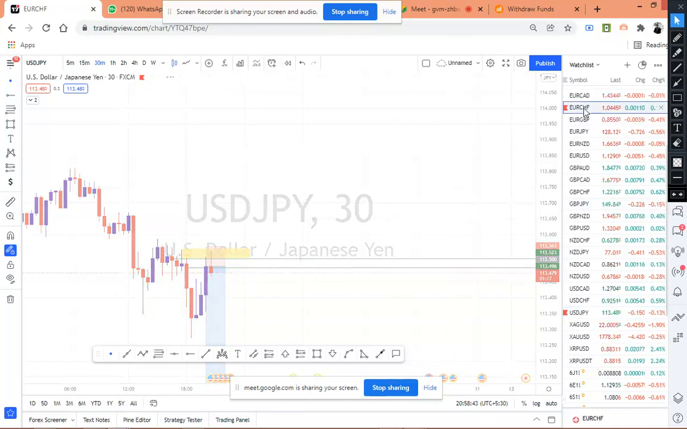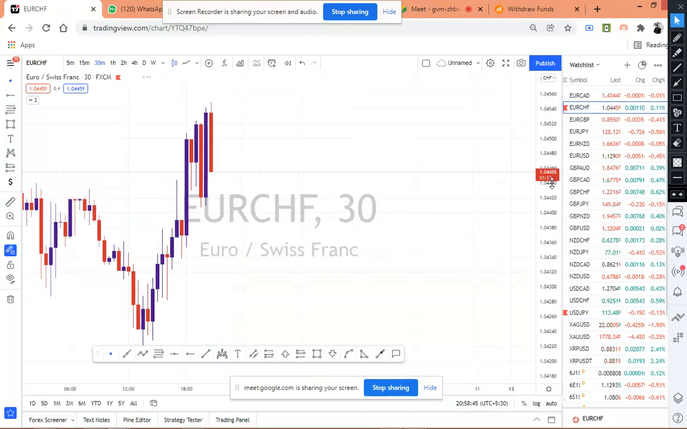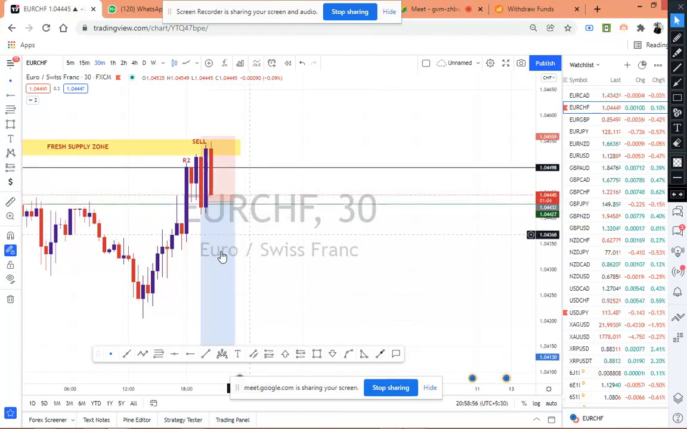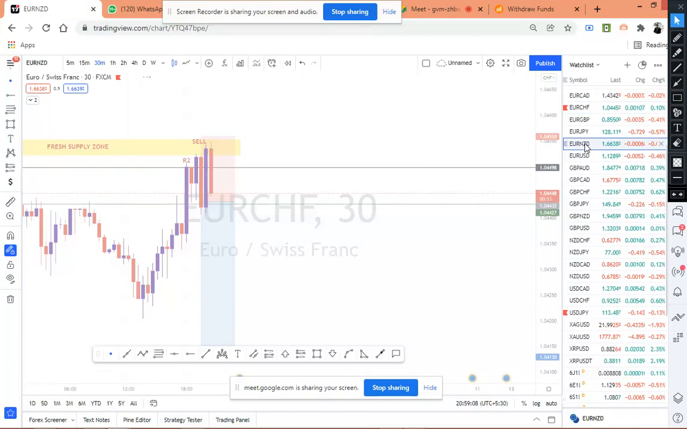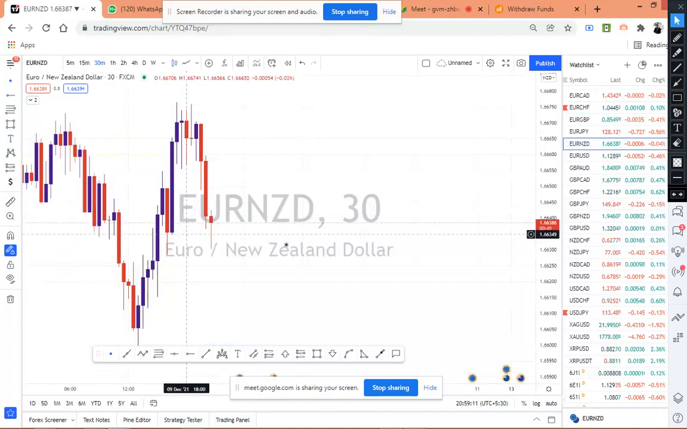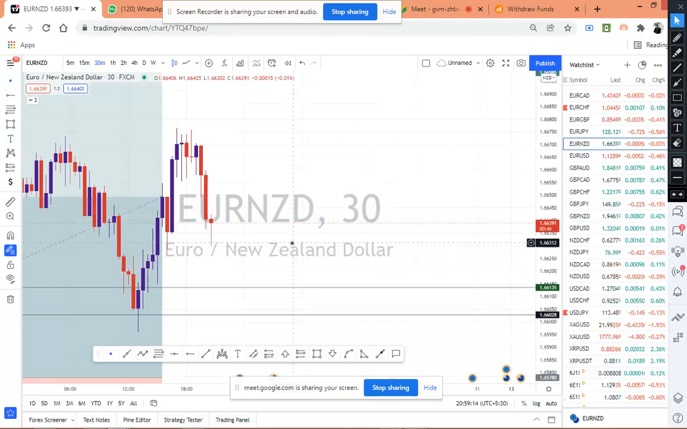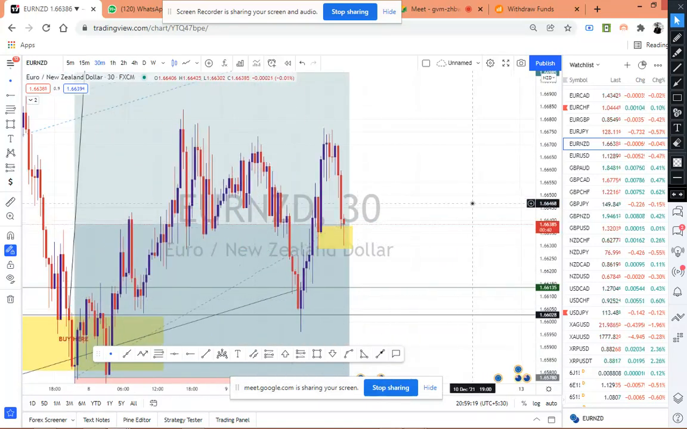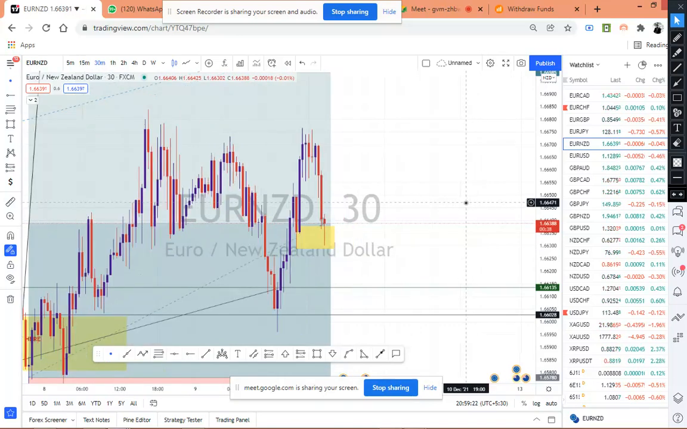Why USDCHF, nothing happened, not yet in profit. I think it's still floating in losses about 1 pip, almost getting close to the profit level. Then Euro NZD, I can say rejection, and this is about 61 pips. Euro NZD 61 pips.